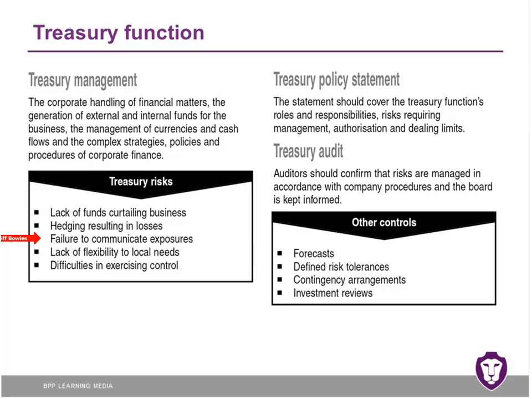If you want to think about what could happen if you had a poor treasury function, have a look at the case study about Barings Bank, and what happened with a guy called Nick Leeson in Singapore that caused Barings Bank to fail. Poor communication, lack of flexibility, and difficulties exercising your control. You need to understand what sort of things could go wrong. What are the risks involved with the Treasury?